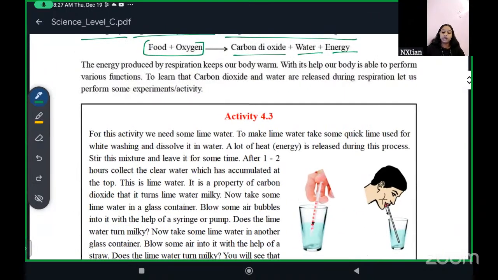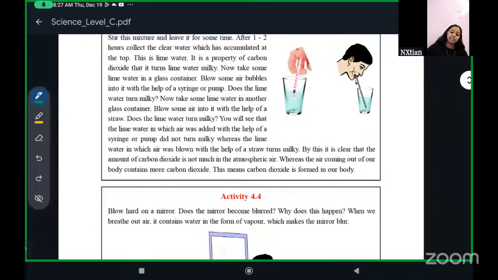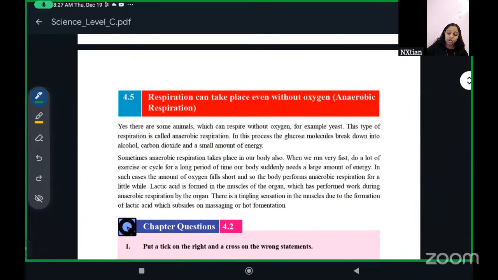Now, the energy produced by respiration keeps our body warm. With its help, our body is able to perform various functions. There are experiments to show the carbon dioxide and water released during respiration.